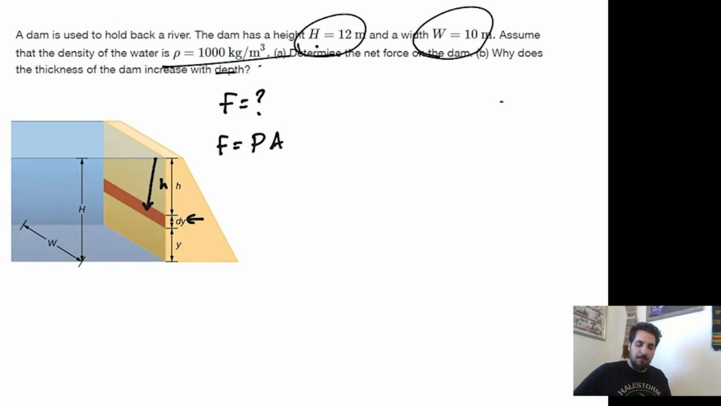And then we ask, okay, well, on this thin strip that we're looking at, what is the area? Well, the area is going to be the width of this strip multiplied by the height dy. So the area is width dy.